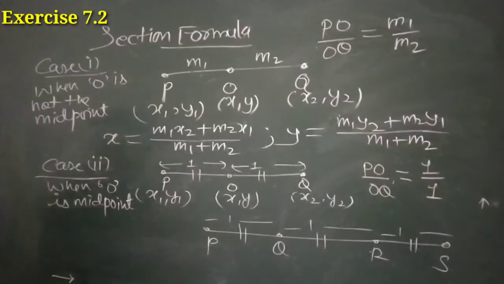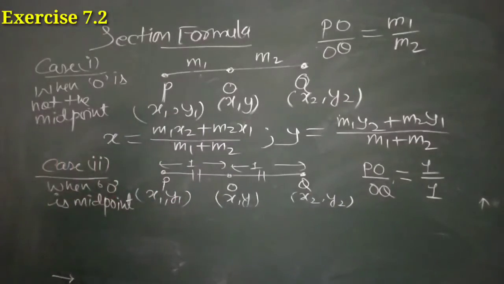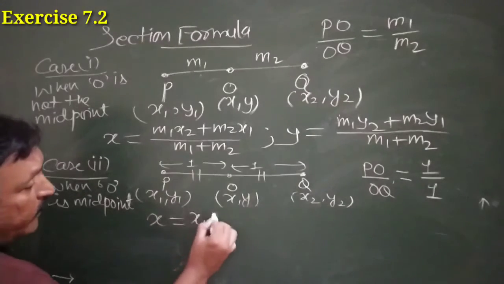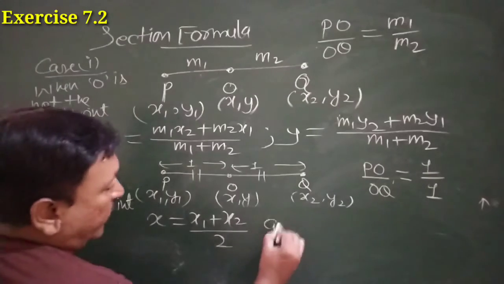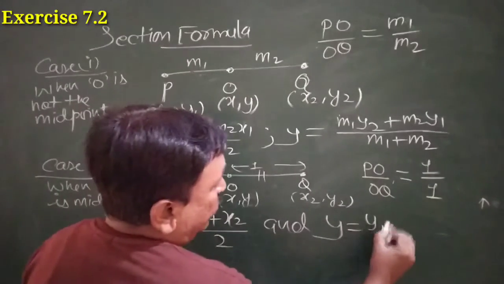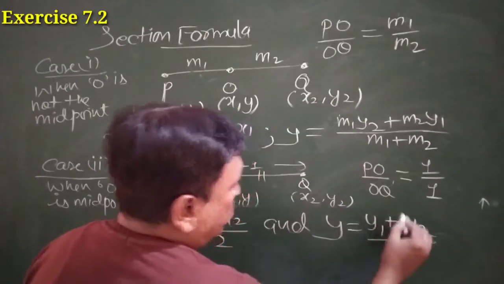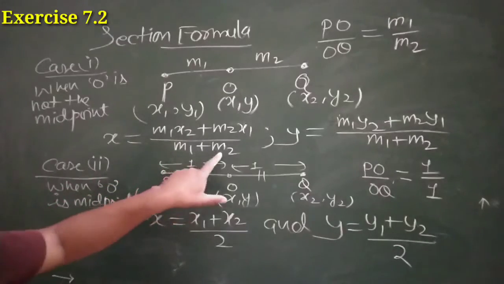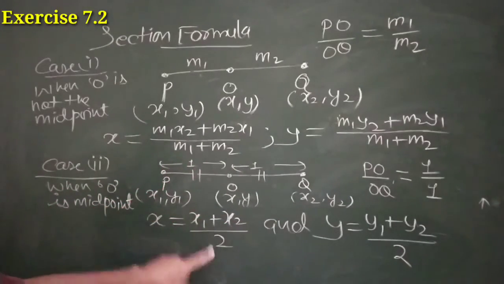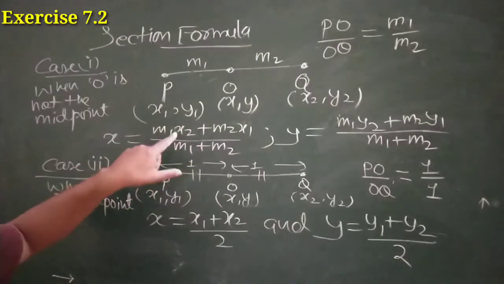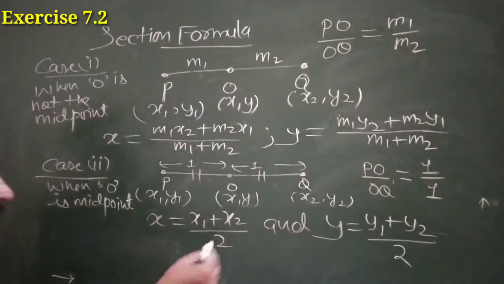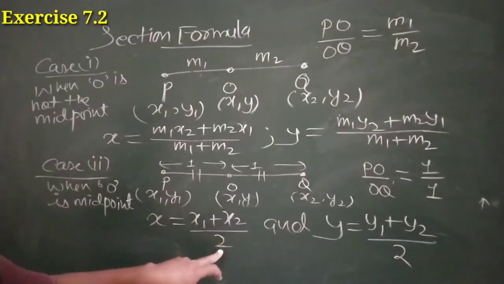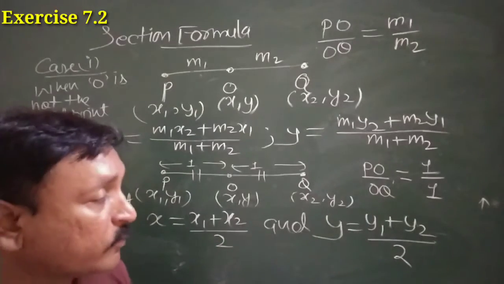Now, see in this question, if it is the midpoint, then what is the relation between these coordinates? x will be equal to x1 plus x2 upon 2 and y will be equal to y1 plus y2 upon 2. And this is not a new thing. Just see, the value of m1 is 1, the value of m2 is 1, 1 plus 1 is 2, and 1 into x2 and 1 into x1 gives x1 plus x2. That is why when O is the midpoint, x equals x1 plus x2 upon 2 and y equals y1 plus y2 upon 2.